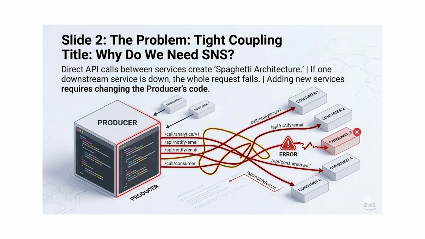So the problem, tight coupling. Before we look into the solution, let's understand the pain point. In traditional systems, a producer might try to call multiple APIs directly. We call this spaghetti architecture. It's a nightmare to scale. If just one downstream service is down, your entire request fails. Plus, every time you add a new service, you have to go back and rewrite your producer code. That's tight coupling, and we want to avoid it.